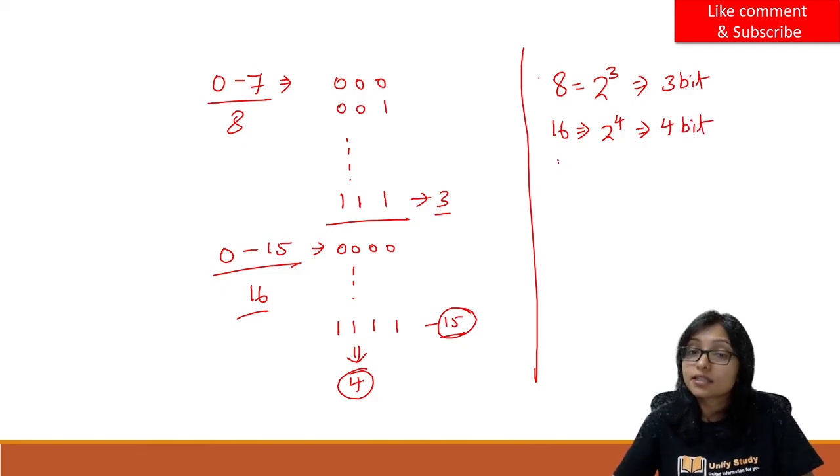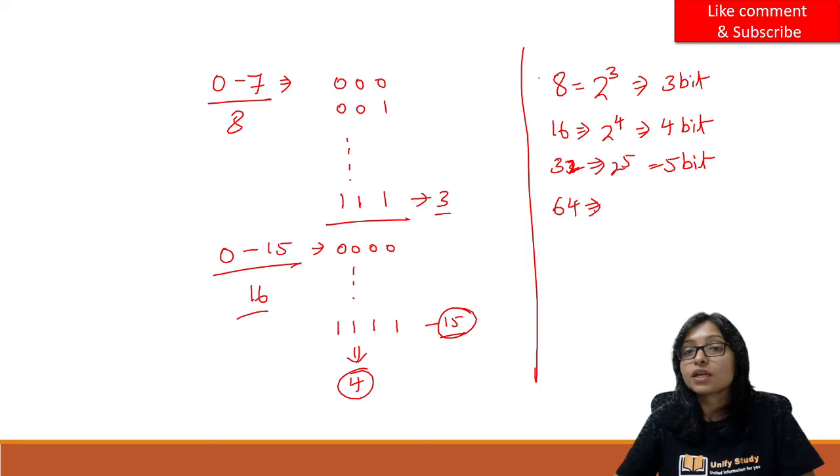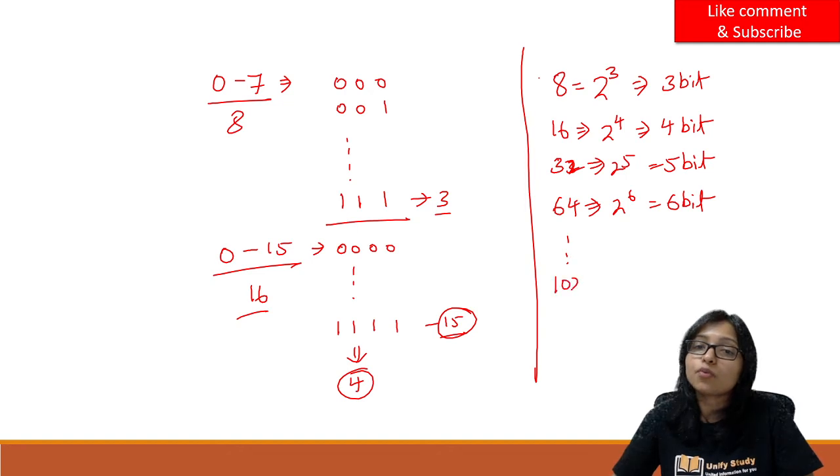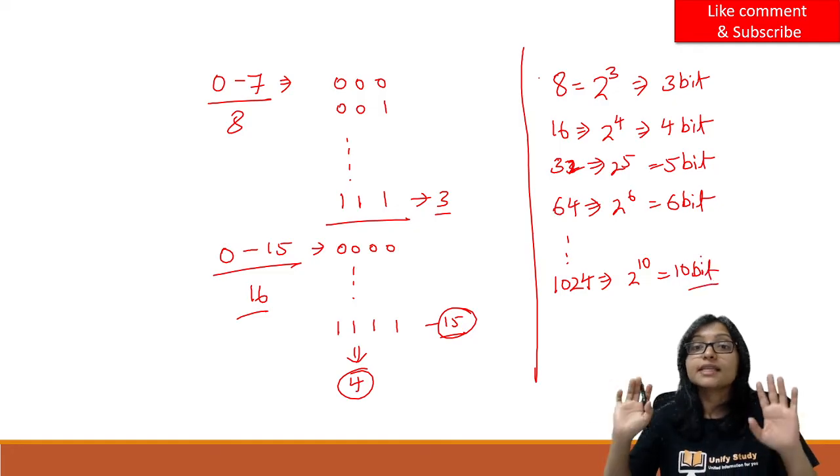If it is 32, then how many bits will be required? 2 to the power 5 means 5 bits will be required. 64 means 2 to the power 6, that is 6 bits required. And in the same way, 1024 is 2 to the power 10, that's why 10 bits will be required. This is the concept.